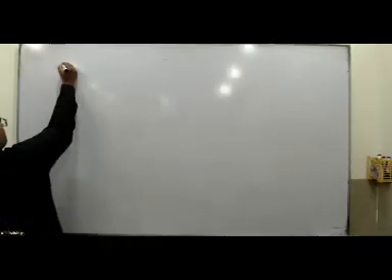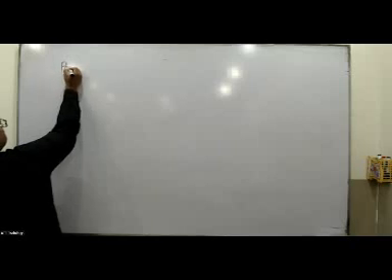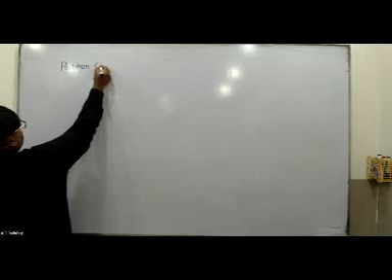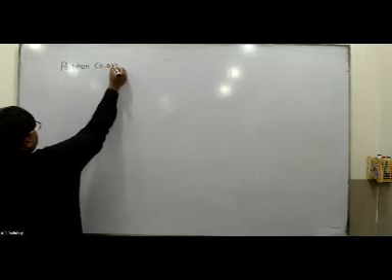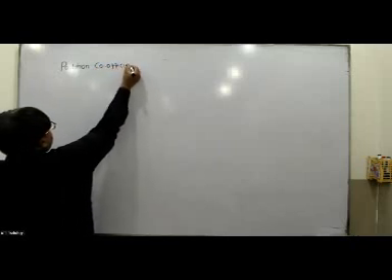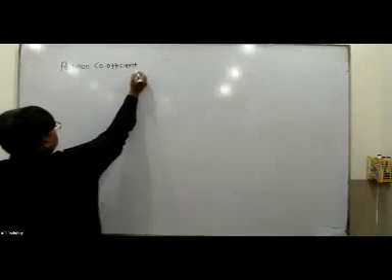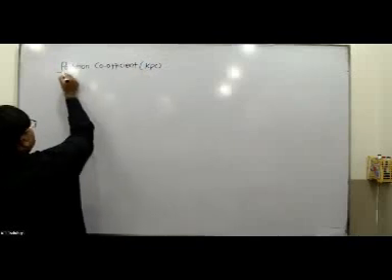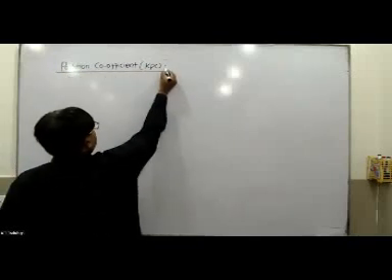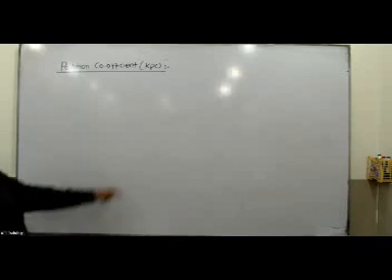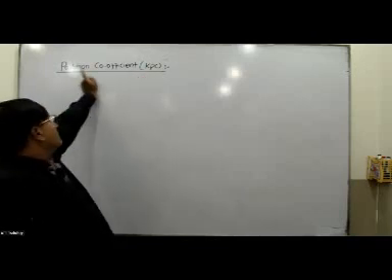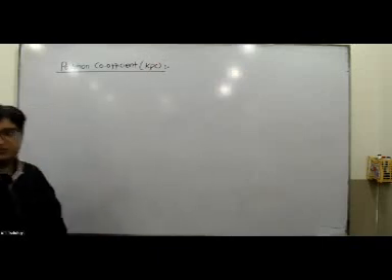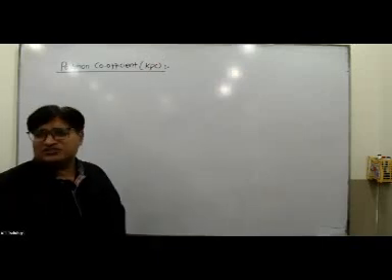So let's start with the partition coefficient. Partition coefficient is denoted by the symbol KPC. The P is partition and the C is coefficient. Partition coefficient. So what is the partition coefficient?